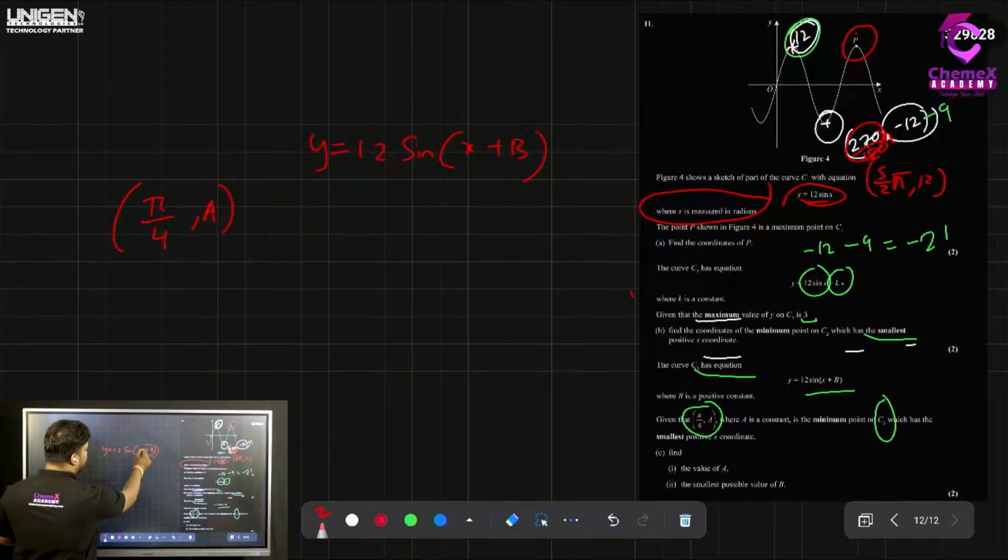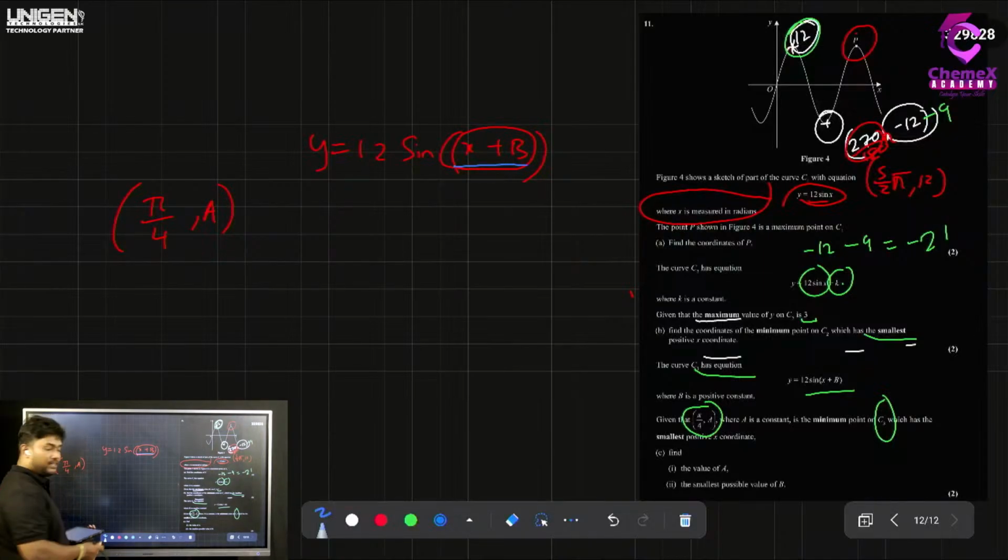you know, it's a horizontal translation. So if it was 12 sin theta, what is the smallest possible x coordinate? It was actually 45 and a.